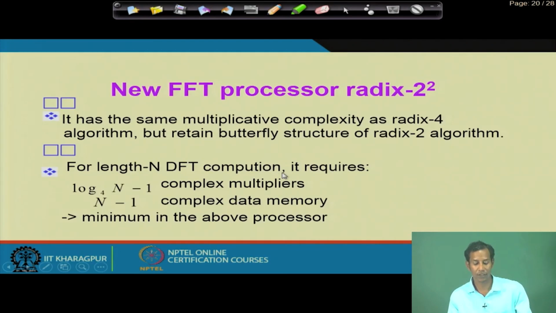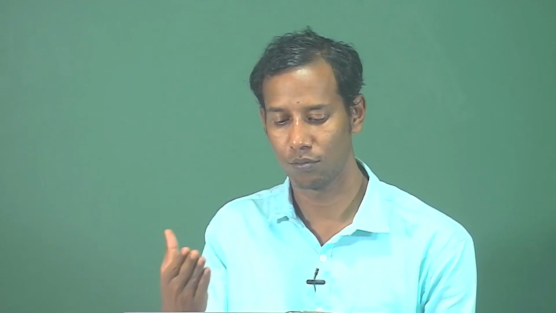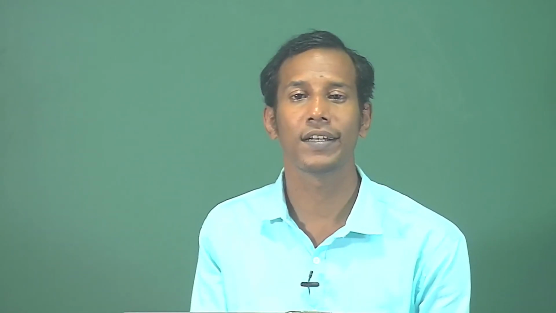There is another new FFT processor, which is radix 2 square. Not only can you do radix 2 and radix 4, you can also implement a radix 8 algorithm for the FFT. For video processing, we need FFT processors of, let us say, 8192 points. At that time, using a radix 2 butterfly unit consumes too many cycles to compute the full task.